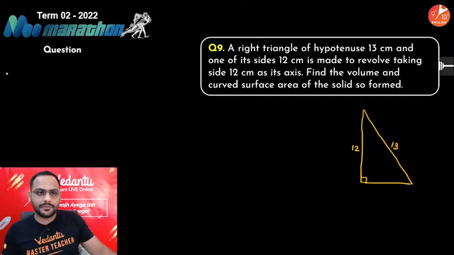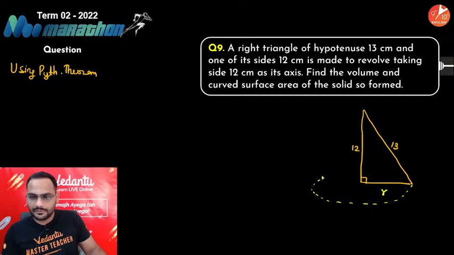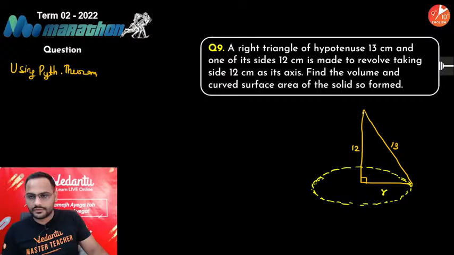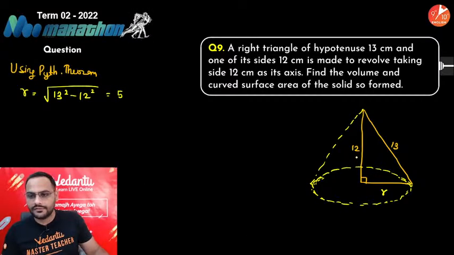So guys, as you all know, using Pythagoras theorem, this side r is going to be the radius. If I rotate along this, keeping this 12 centimeter fixed, it will form a cone like this, where r will be your radius. So r will be the square root of 13 square minus 12 square. You'll get it as 5. Height is 12, this is going to be the slant height, this is the height, and this is your radius. Radius is equal to 5. Now what do you want?